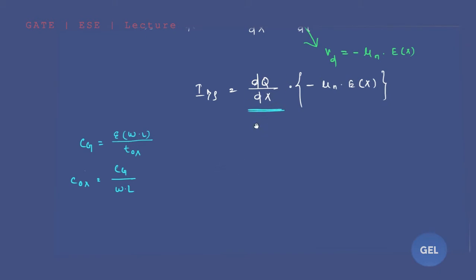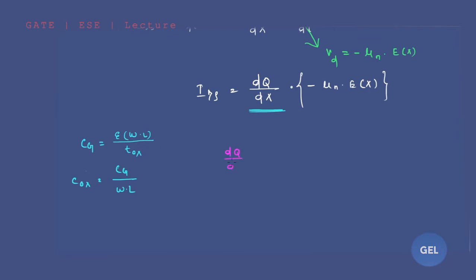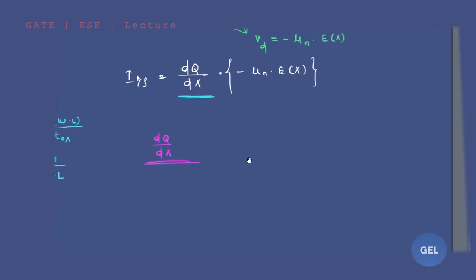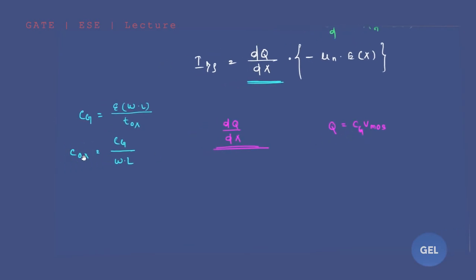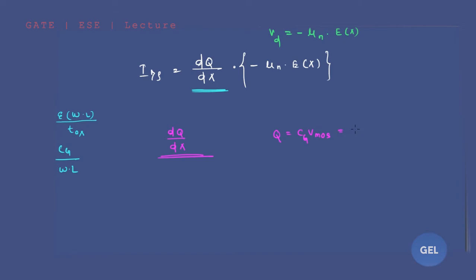Now let's find out the dQ by dx value. After putting the value of dQ by dx, we'll get the IDS value. How are you going to find out the dQ by dx value? Look, Q equals CV. We know this? So in place of C here, C means Cg, and V means VGS. So in place of Cg, I can write down C naught x into WL.